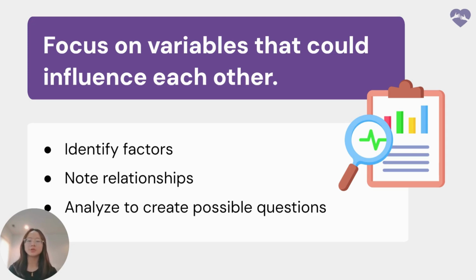After pinpointing these relationships, analyze them further to generate potential research questions. This will help you narrow your focus and lead to questions that are both engaging and testable through experimentation or observation. Understanding how these variables might influence one another is crucial in forming a precise and testable hypothesis that you can explore in your study.